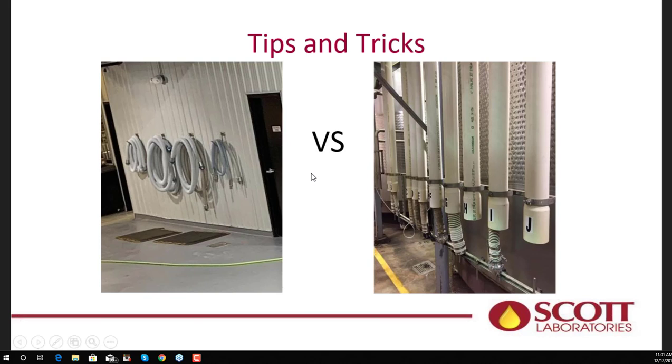Okay, so tips and tricks. Practical applications for the cellar. So I like to show this picture. On the left, you have what I consider improper hose storage. And on the right, you have, I think, one of the best hose storage systems that I've seen out there. This is actually at a Texas winery. But on the left here, these hoses are coiled.